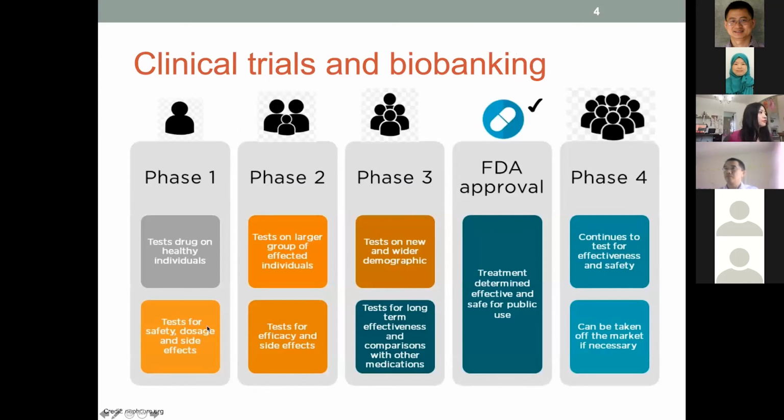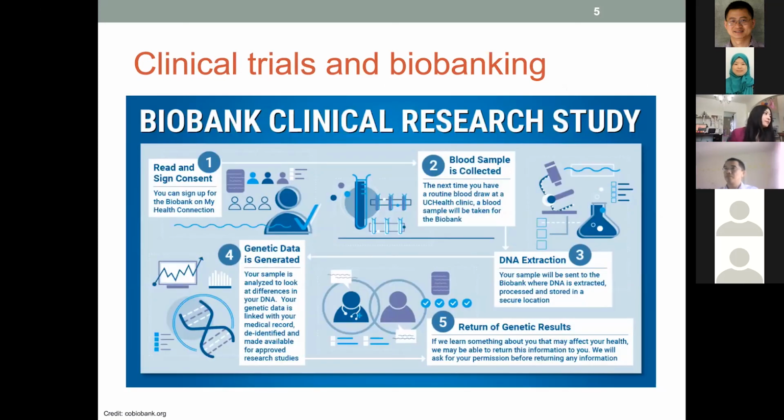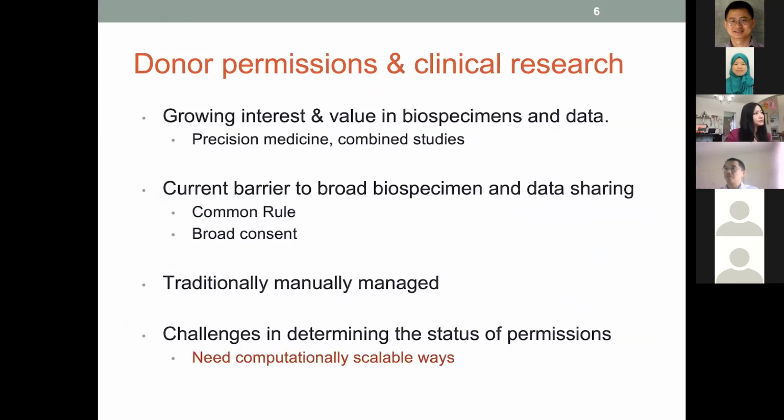And as we all know, there are 4 phases of clinical trials, and the informed consent process is involved in all the phases, even after FDA approval. And this picture is taken from the Colorado Center for Personalized Medicine. It nicely illustrates the biobanking process for precision medicine. Again, the informed consent process is always the first step.